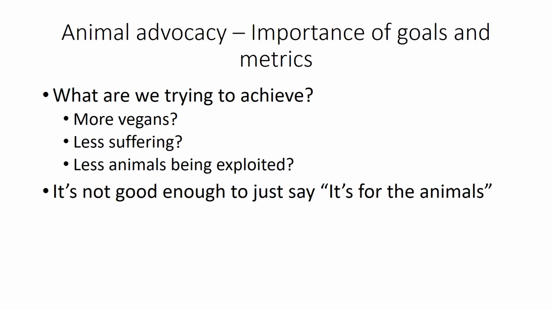I also want to talk a little bit about the importance of goals and metrics. What is it that we're actually trying to achieve? I think it's really important that when we come into this space, we define that. Is it more vegans, less suffering, fewer animals being exploited? More vegans is often used, not always, but often, as a proxy for how much good you're doing for animals, and it's sort of obvious why that's the case. More vegans means fewer people consuming animal products, fewer animals being bred into intensive farming operations.